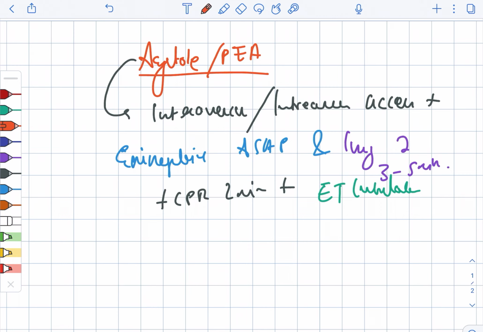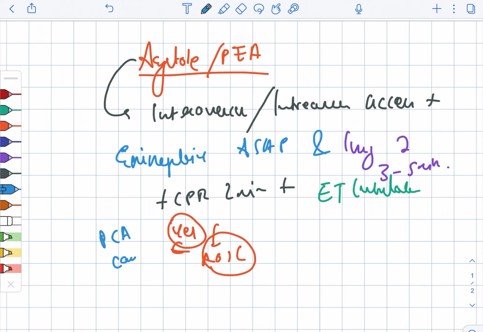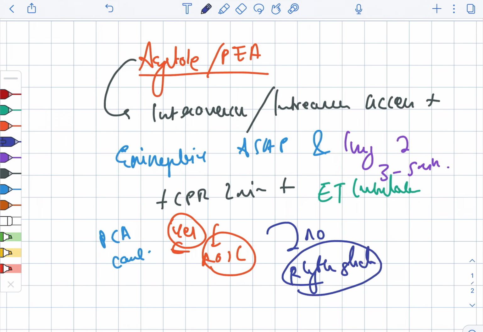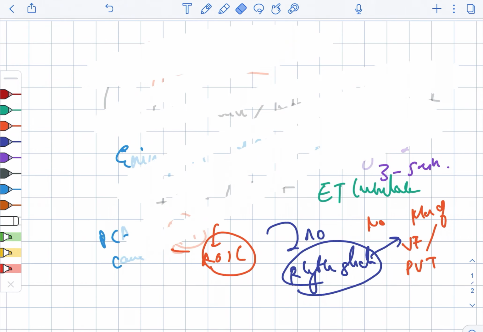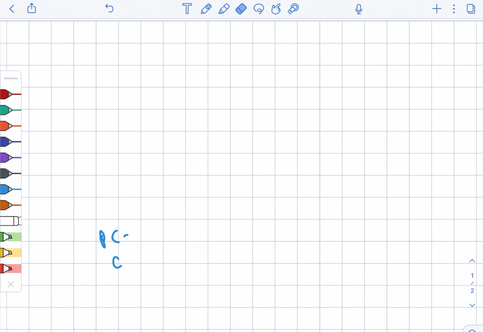Next, we see the ROSC. If it is yes, as we have seen throughout, the post cardiac arrest care is administered, and in case it is no, we check if the rhythm is shockable. If it is no, the rhythm is not shockable. If the rhythm is shockable, we go to the management of the VF or the PVT. Next, we see if the rhythm is shockable or not, and here the answer is no.